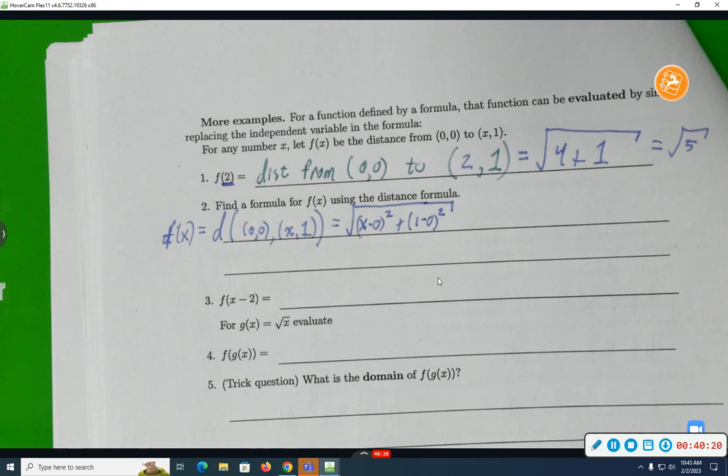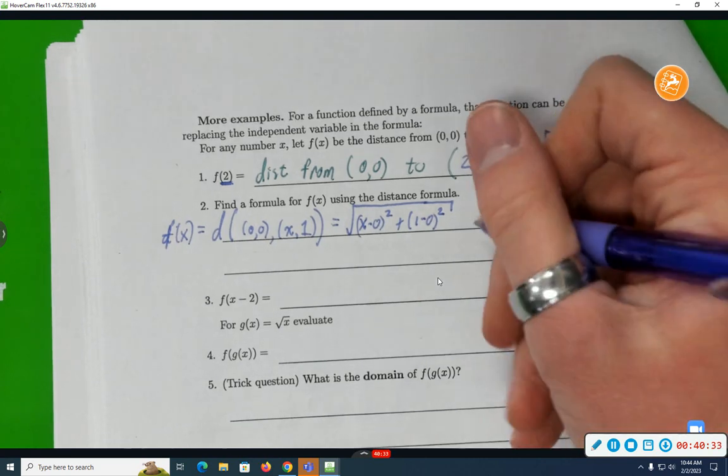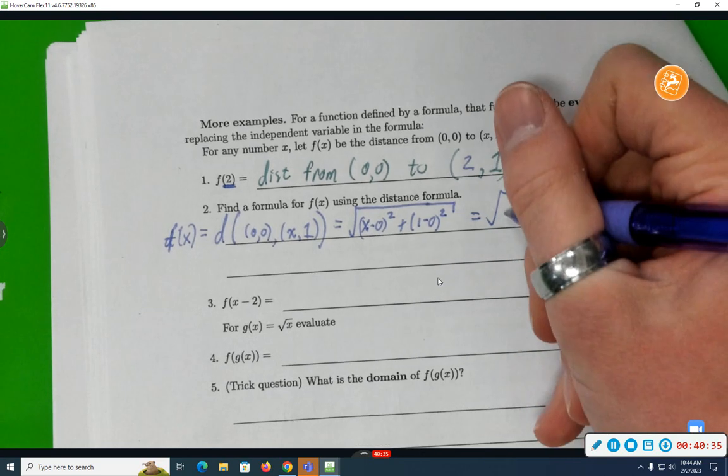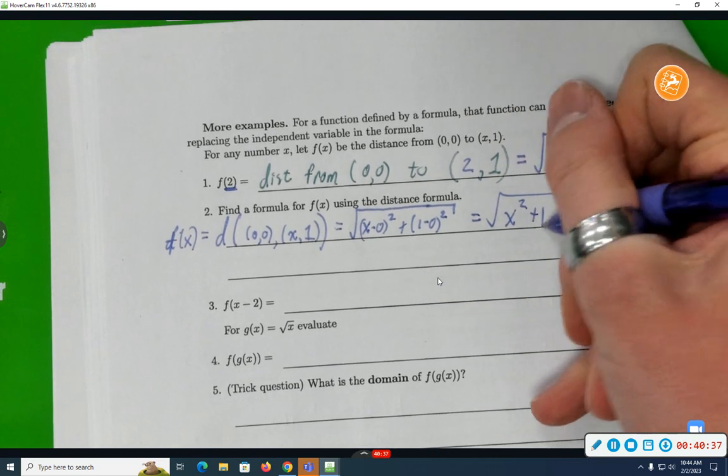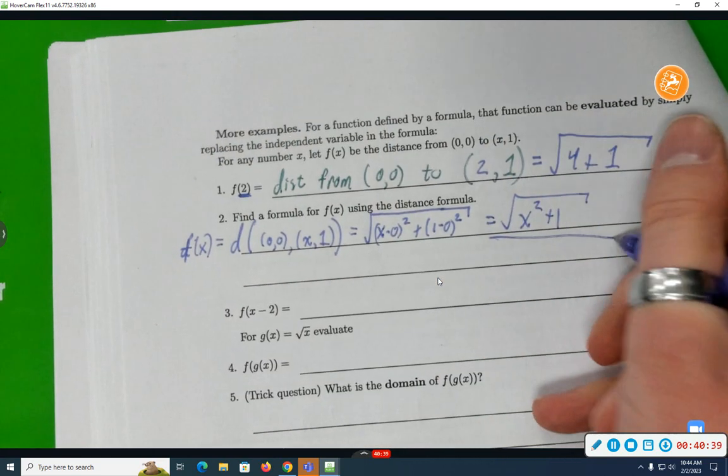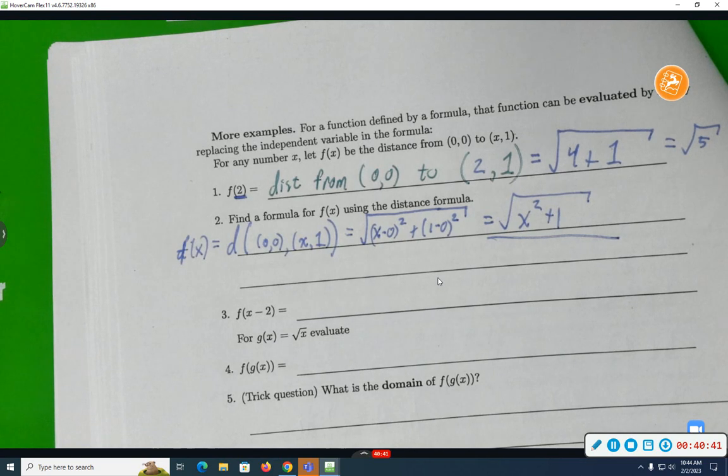Is there some obvious simplification that we should do? Does minus 0 matter? So we can erase the minus zeros, and what's 1 squared? 1. So it sure looks like there we have a formula for this function. f of x is the square root of x squared plus 1.